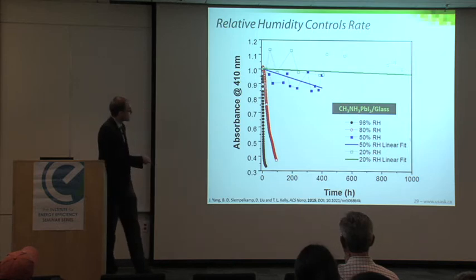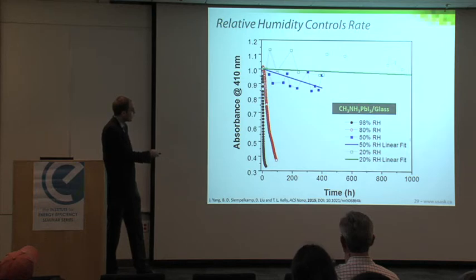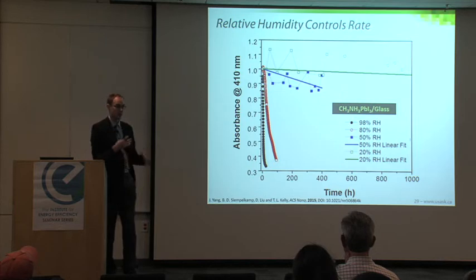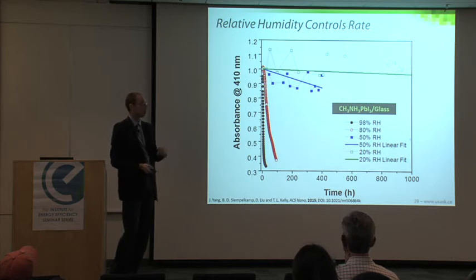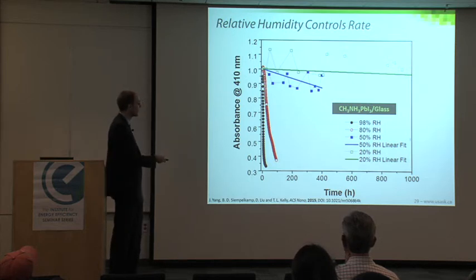If you decrease your relative humidity to 80%, your devices last a little bit longer, maybe a weekend rather than just a work day, but still decompose very, very quickly. 50%, 20%, they decompose more slowly. And so the scatter in the data is just from putting the sample in and out of our UV-vis, just so we're not hogging the instrument for 1,000 hours at a time.